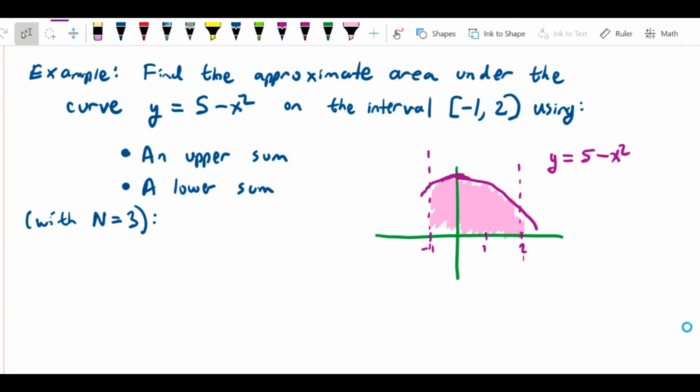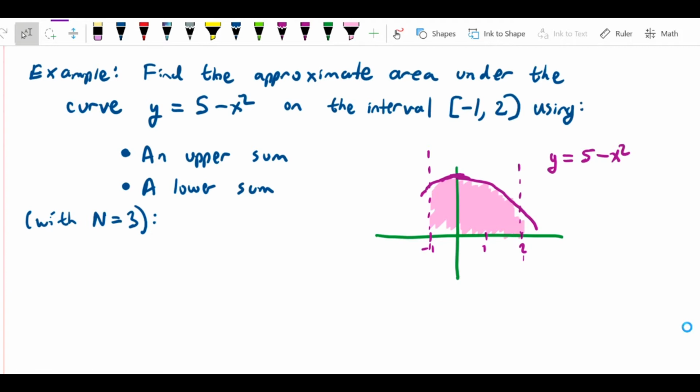Okay, so let's do an example where we find the approximate area under a curve on a given interval using an upper sum and a lower sum. We're going to do it separately, once using an upper sum and once using a lower sum. And I've specified that we're going to use n equals 3, so we're going to use three subintervals or three rectangles as we do this.